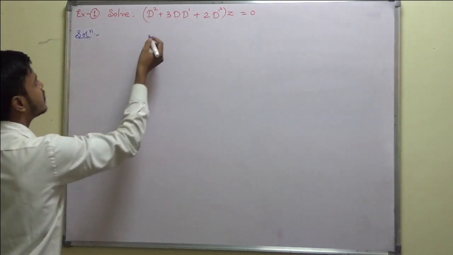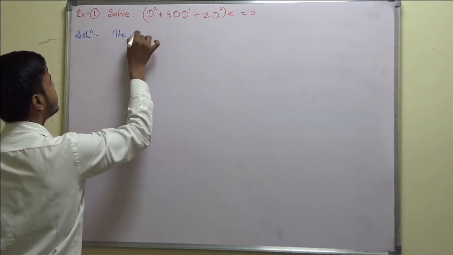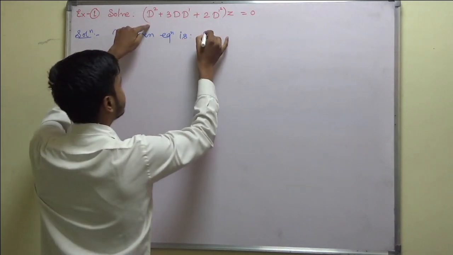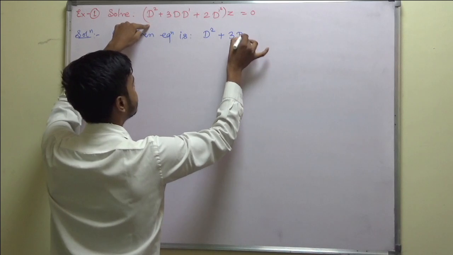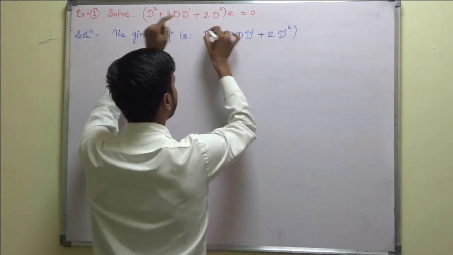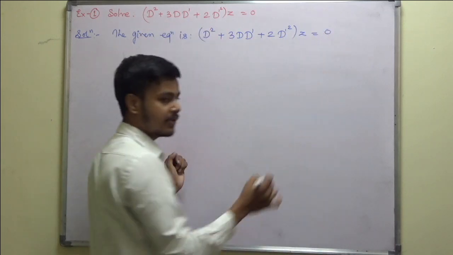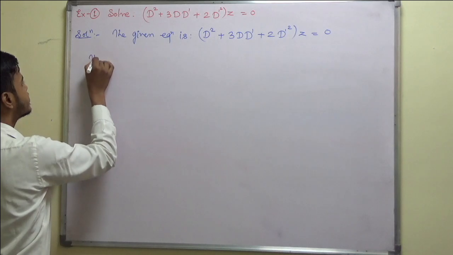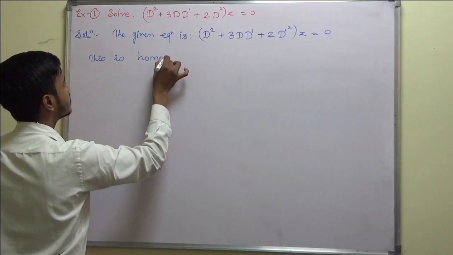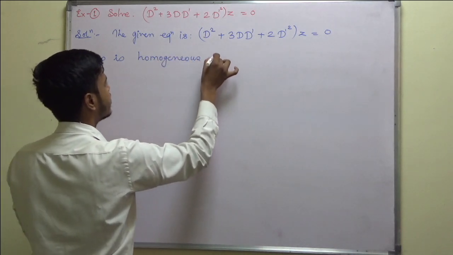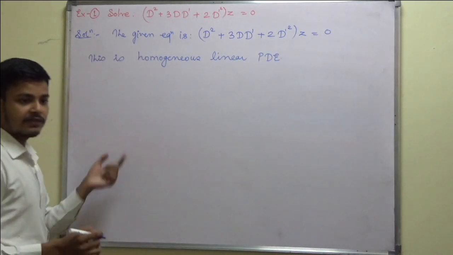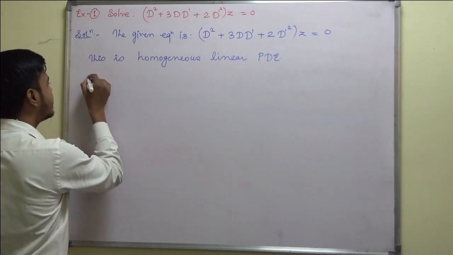Okay, so you can start like the given equation is, what is this given equation? D square plus 3d d dash plus 2 d dash square operating on z is equal to 0. So what is this? This is homogeneous linear PDE. Okay, so if this is homogeneous linear PDE, write down its auxiliary equation.